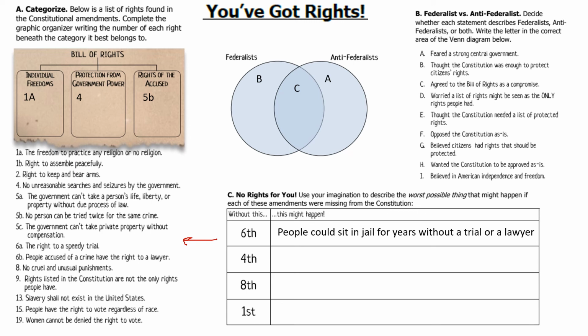So if nobody's telling them what their rights are and how to get through the legal system, and there's no right to a speedy trial, people could sit in jail for years but have never done anything wrong. So that's a big reason why we have the Sixth Amendment. So you're going to do the same thing with the Fourth, which is no unreasonable searches and seizures by the government. The Eighth, no cruel and unusual punishments.